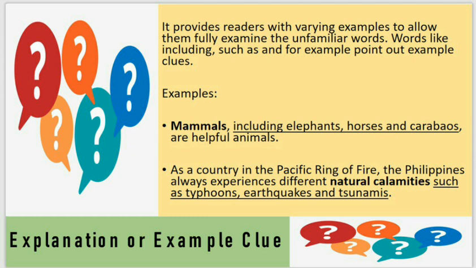calamities, such as typhoons, earthquakes, and tsunamis. In this example, natural calamities is given different types such as typhoons, earthquakes, and tsunamis. With this, we can say that natural calamities mean extreme or sudden events caused by environmental factors.